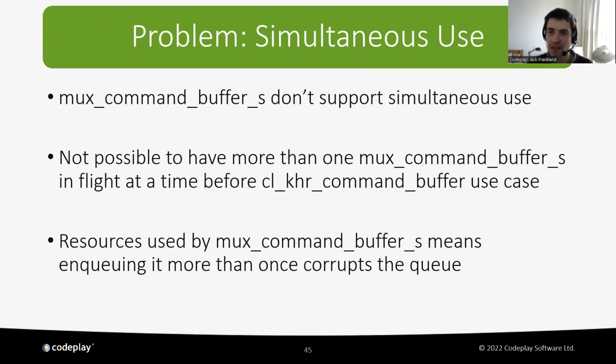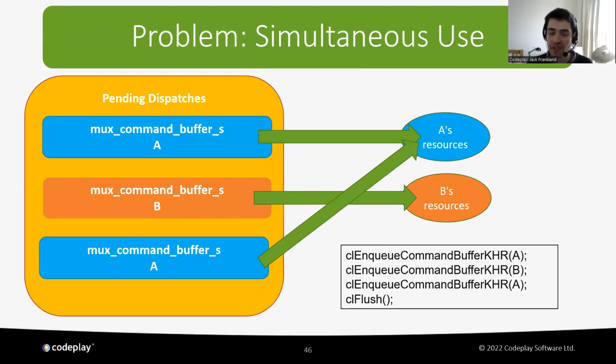So the command queue implementation we have essentially assumed that MUX command buffers didn't support simultaneous use, and based on that assumption we did certain things, one of which was to associate certain resources to MUX command buffers, like semaphores, for example, those MUX semaphores we saw earlier. And we were doing things like storing those in a data structure, such as a map, and using the address of a MUX command buffer to look up that resource.